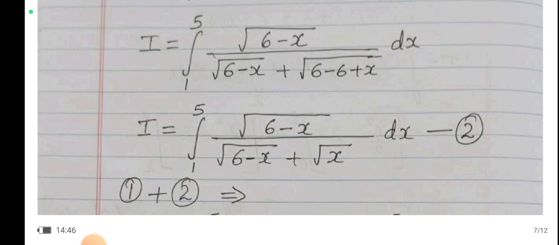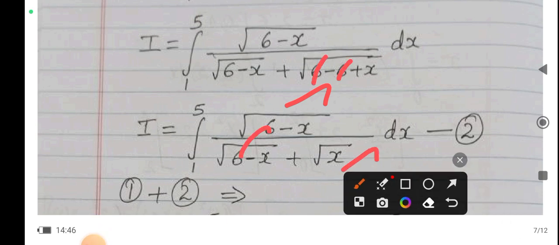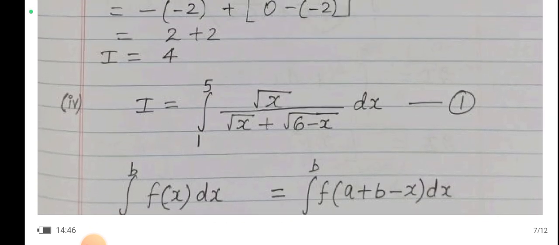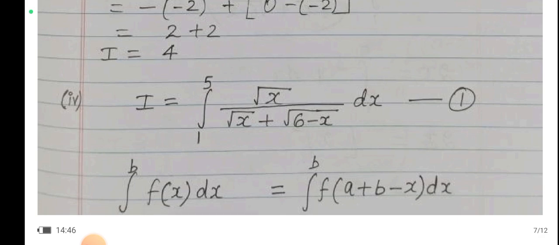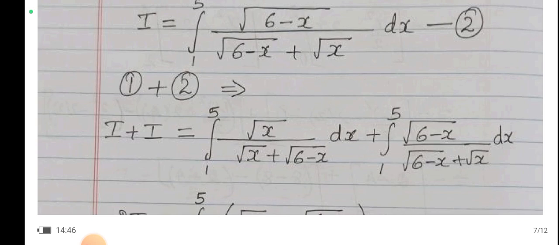And we have this value. Then what are we doing? Root over 6 minus x plus root over 6 minus x, the plus 6 and minus 6 get cancelled, and we are getting root x. Taking it as the first equation. Already we have one equation, that is nothing but this: integral 1 to 5 root x plus root 6 minus x. So both of these we are going to add now.